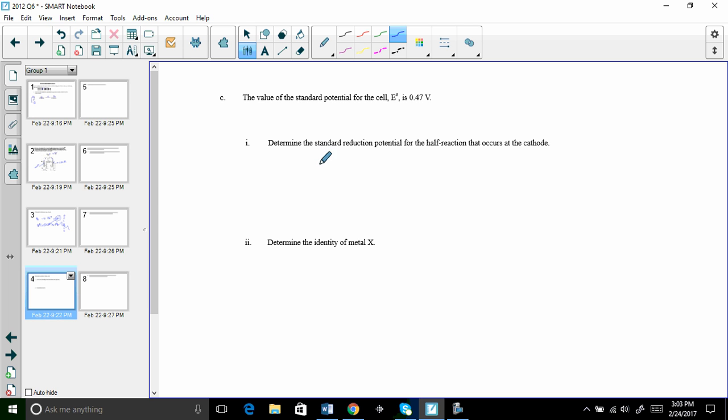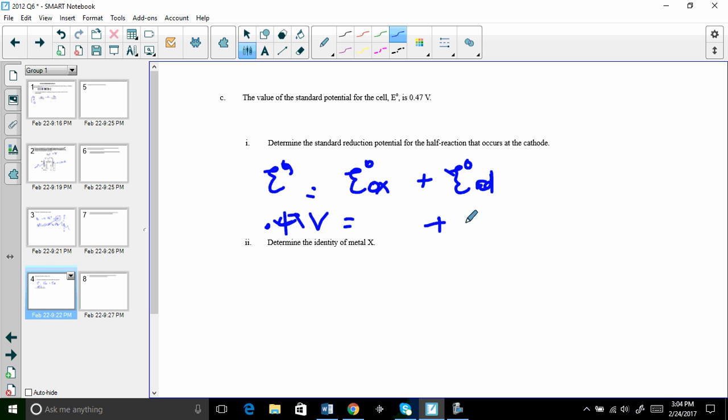Determine the standard reduction potential for the half reaction that occurs at the cathode. So this is interesting. E of the cell is E naught oxidation plus E naught reduction. And what's interesting about this one is we know that this is 0.47 volts. I'm going to look this up, but we don't know this.